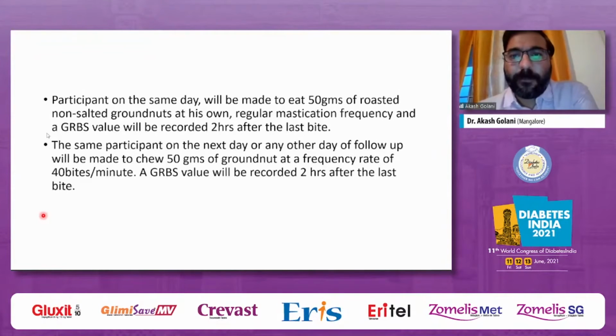Participants on the same day will eat 50 grams of roasted non-salted groundnuts at their own regular mastication frequency, and a GRBS value will be recorded 2 hours after the last bite. So it's mainly like a postprandial sugar. And this is on day 1, where they will eat at their own mastication frequency. The second day is when I will intervene and tell them to chew at a frequency of 40, which has been decided according to the parent articles, which say that this is the adequate mastication frequency an individual should have.